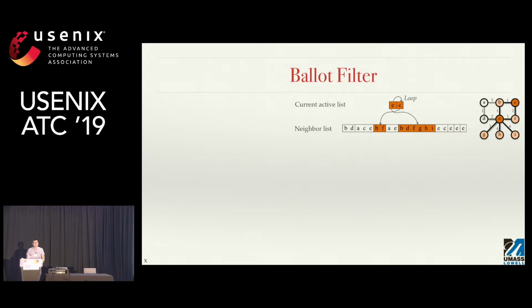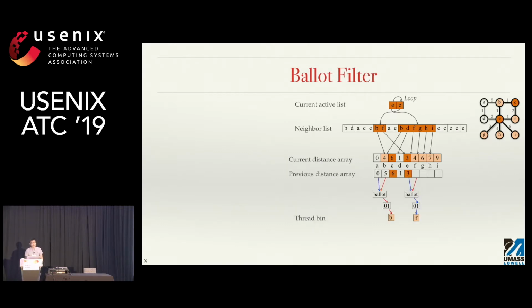First, we work on the E and C, and then we simultaneously update the current distance array. Afterwards, we compare the previous distance array and the current distance array, and use the ballot primitive provided by the GPU to generate an active list that's in order. Well, the technical details are pretty complicated. I'm just giving you an impression. If you have any further questions, definitely let's talk later afterwards.